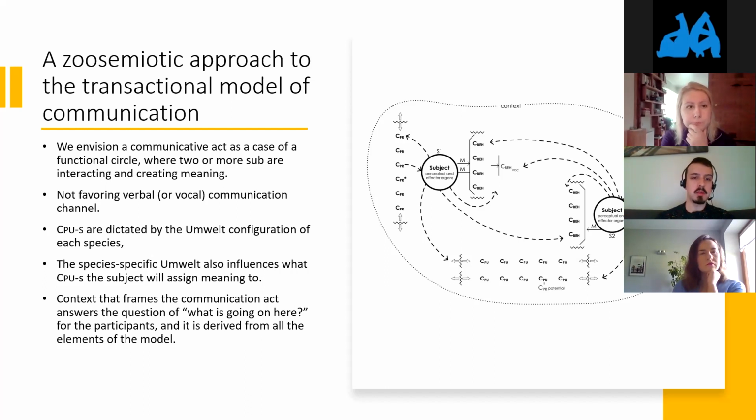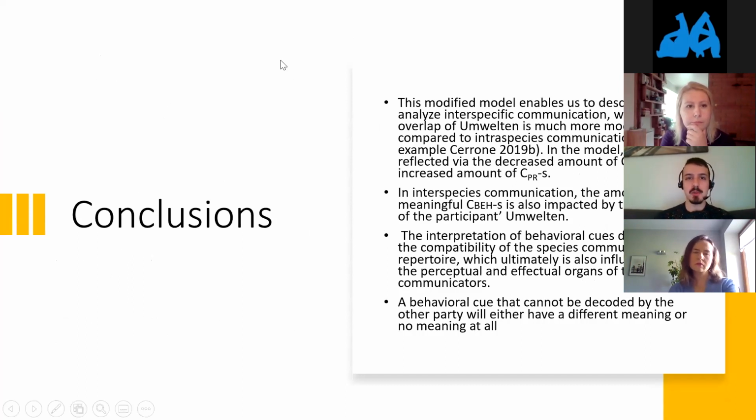Finally, we also included the context that usually answers the question of what's going on here. And the context is influenced by the species-specific Umwelt construction, in a sense. Just to conclude, because I don't have much time, the modified model is used to describe and analyze intraspecific communication, in our case, where the Umwelt similarity is quite prominent. But we have also tried to think about how to use the model to analyze interspecies communication, where the Umwelt of the species is not as similar, therefore overlap is much more modest.